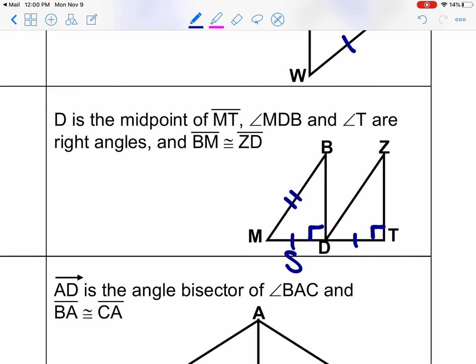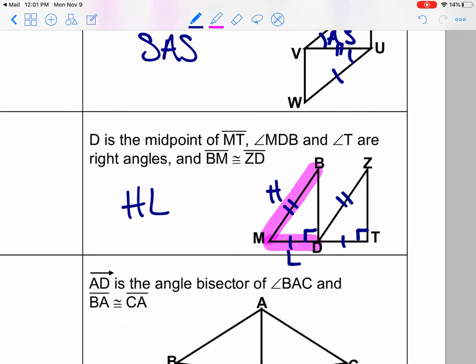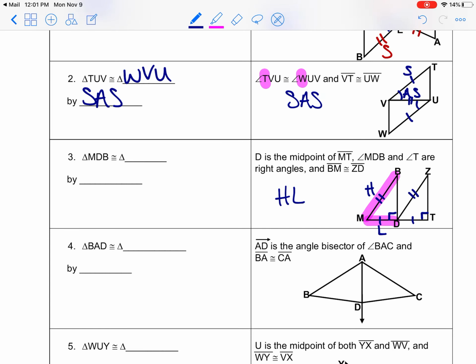Let's see. BM is congruent to ZD. So let's look. When we have a right angle, and I'm going to take this off for a second, do we have HL, hypotenuse leg? Is the hypotenuse marked? Yes, we can see right here there's a hypotenuse that's marked. Is one of the legs marked? Yes, so we can say that this is going to be HL congruency. We don't need anything else. They gave us all 3 pieces of information.